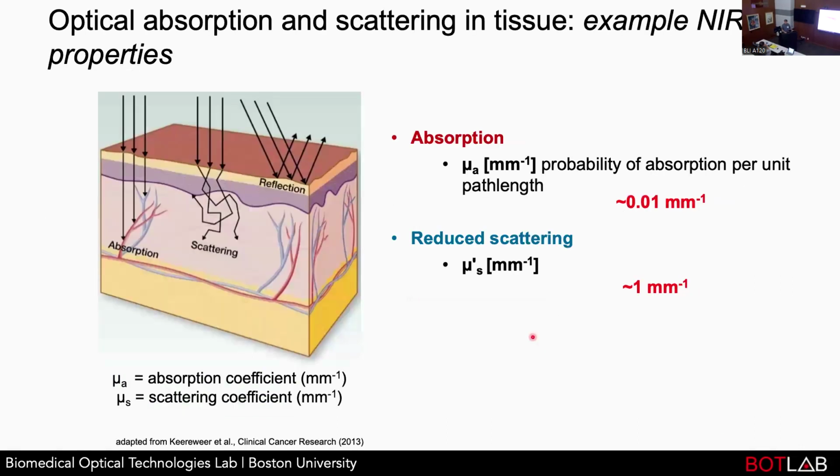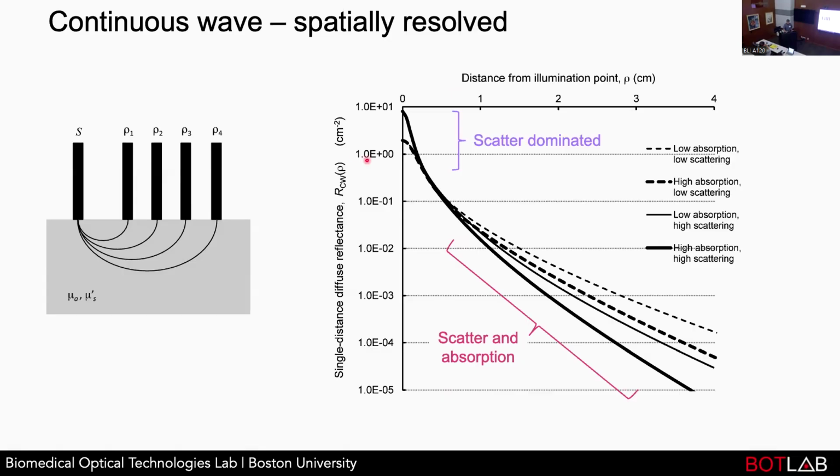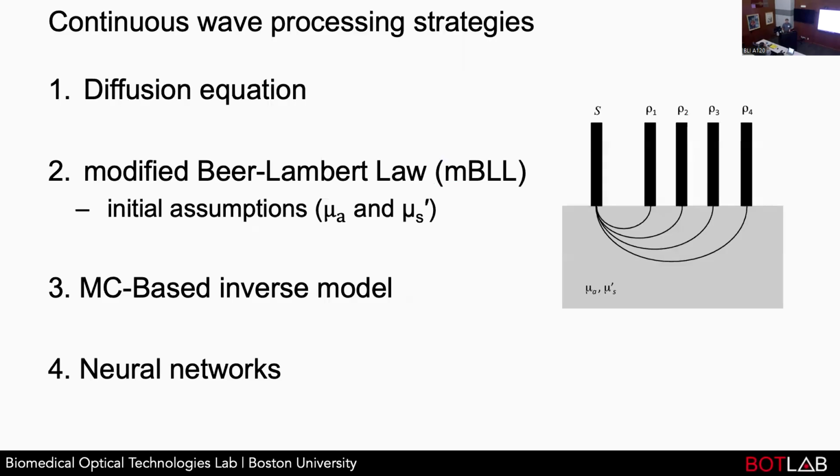Okay, and this was just a reminder of those optical properties I asked you to remember. So we say at very short source detector separations, we're scatter dominated, and at long source detector separations, we're scatter and absorption dominated. So let's say you build a device, a spatially resolved device or a continuous wave device, and you want to process your data that you're taking on tissue specimens or in vivo measurements. How do you do it? How do you get at optical properties? I'm going to go over 4 different potential ways to do it, starting with the diffusion equation, then next the modified Beer-Lambert law, then Monte Carlo-based inverse models, and then finally neural networks.